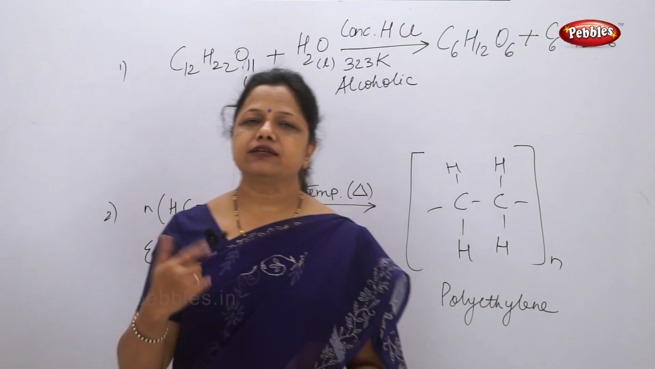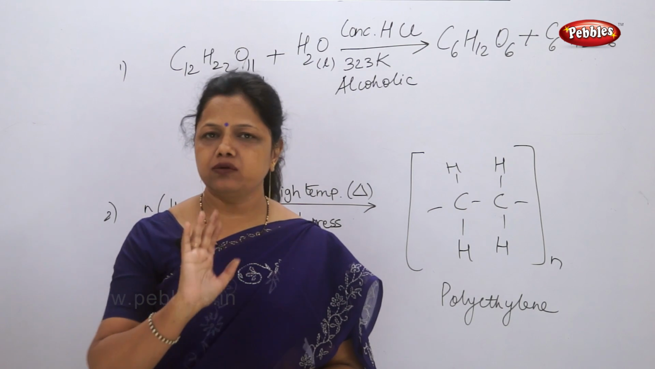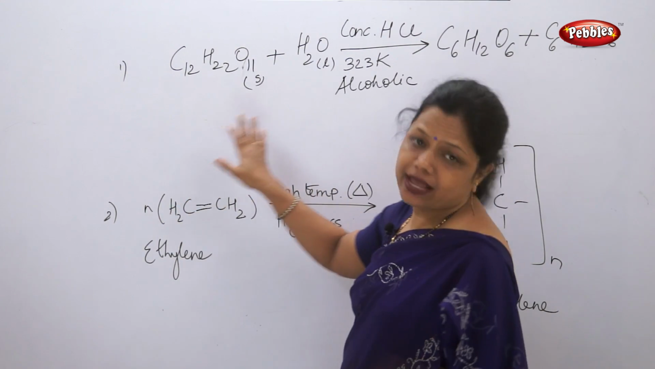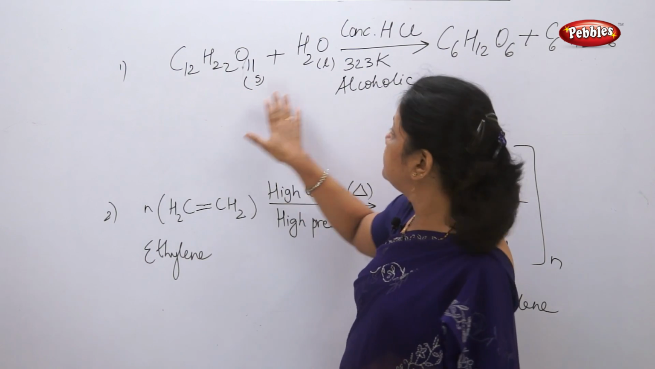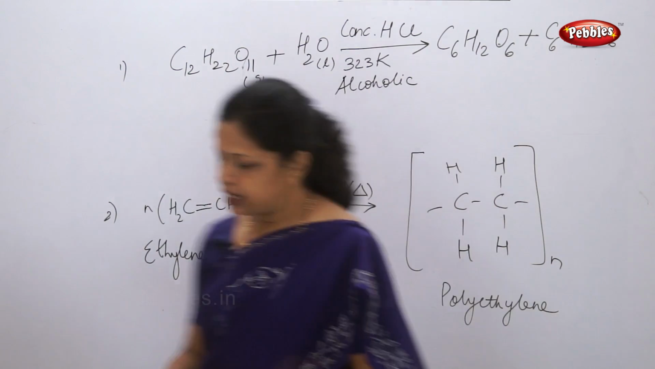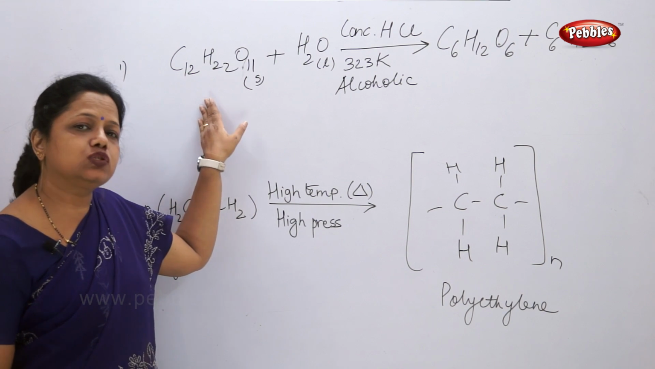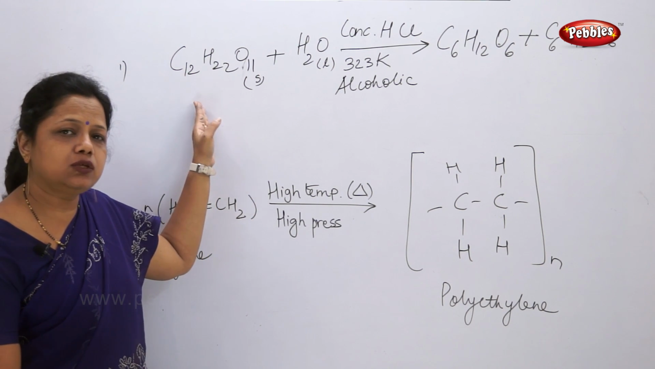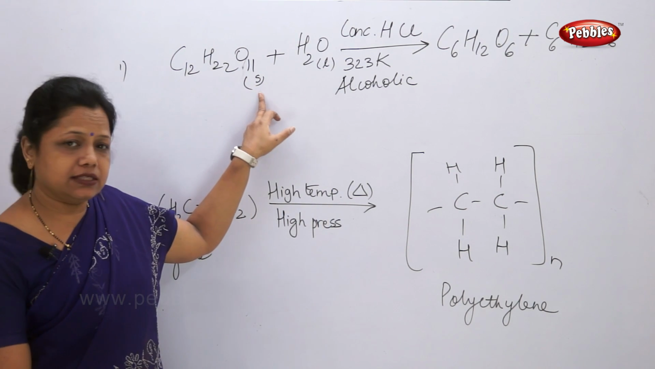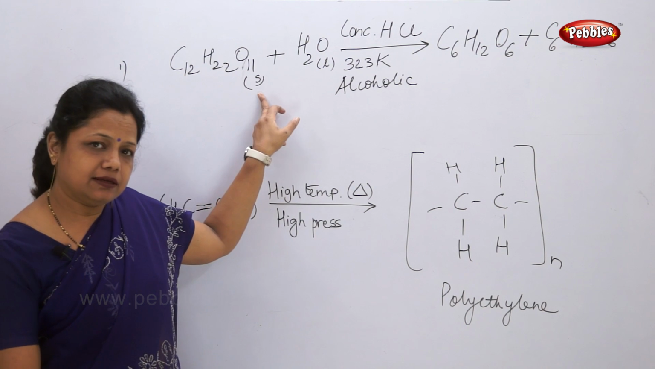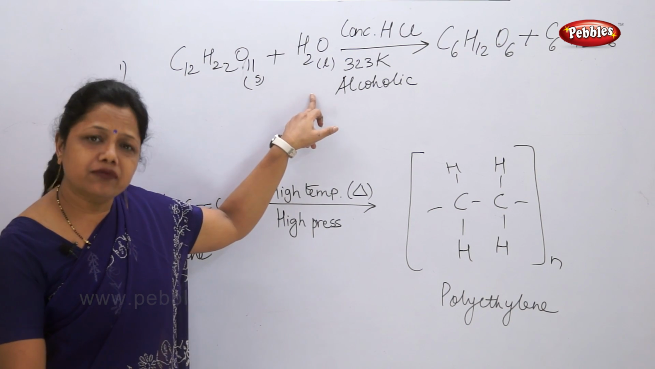Now we'll see 2 more examples which are given in the book, and some questions are based on them. I'll first try to explain the types of reactions which are written. C12H22O11 reacts with water, and this is actually the formula of sugar. Now what I have written here, S, means I have written the states. This sugar is in the solid form, that is S. Water is in the liquid form.